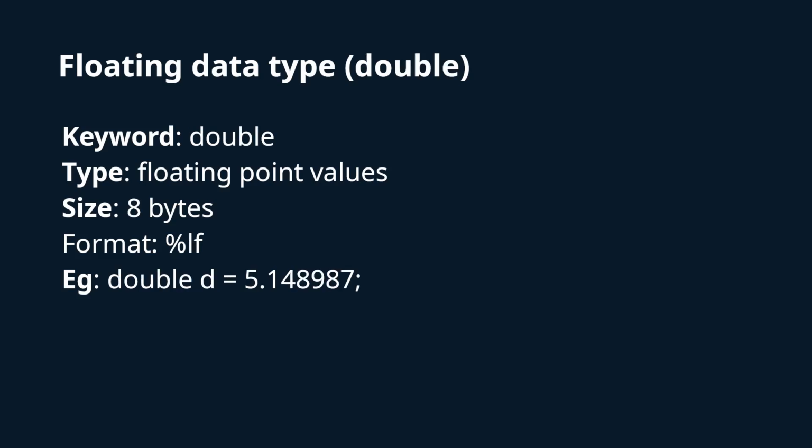The next one is double. It is similar to the float data type, but the only difference is size. Here in double, we can store up to 8 bytes of data. For example, double can hold large decimal point numbers like scientific values, but the float can't store it. Format specifier for double is %lf.